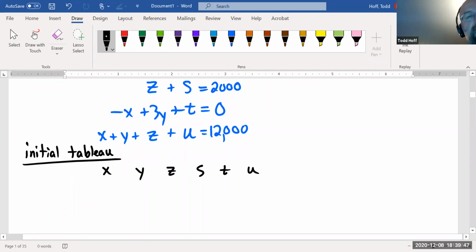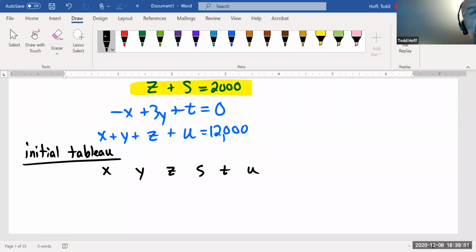So for the first inequality or equation, I guess now, there is 0 for x, 0 for y, because there's no x or y variable. The coefficient on z is 1. Coefficient on s is 1. For t it's 0 and for u it's 0, and that equals 2,000.